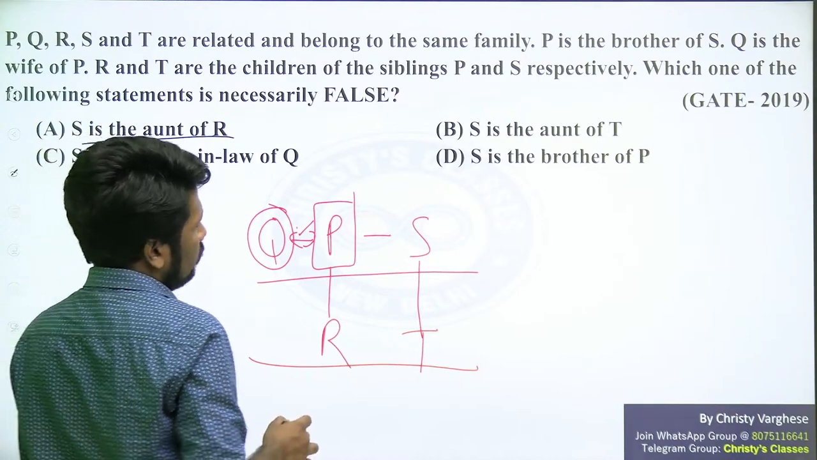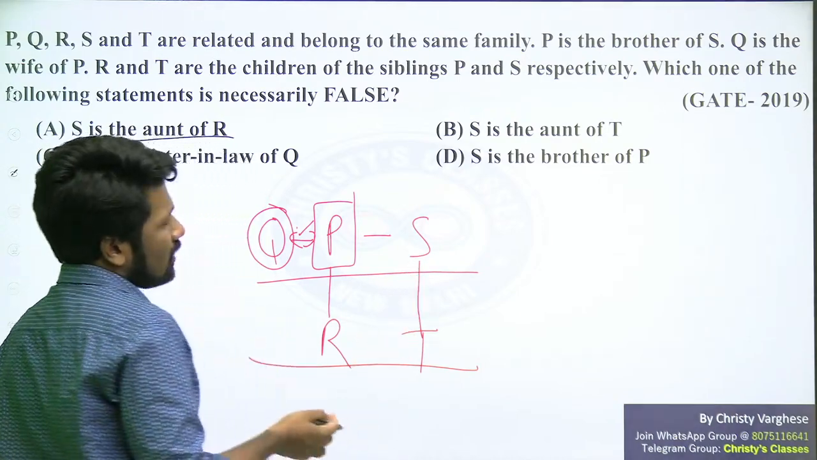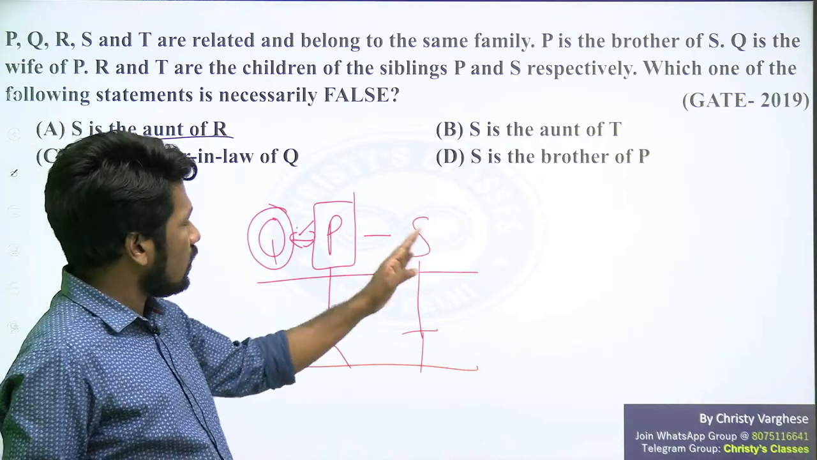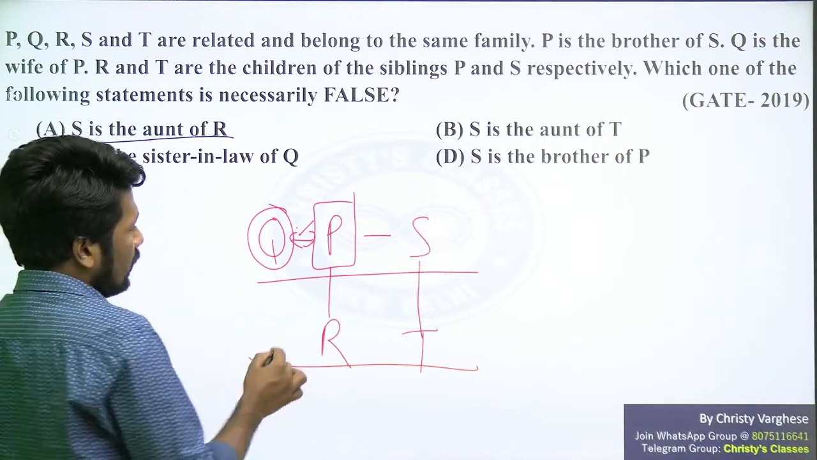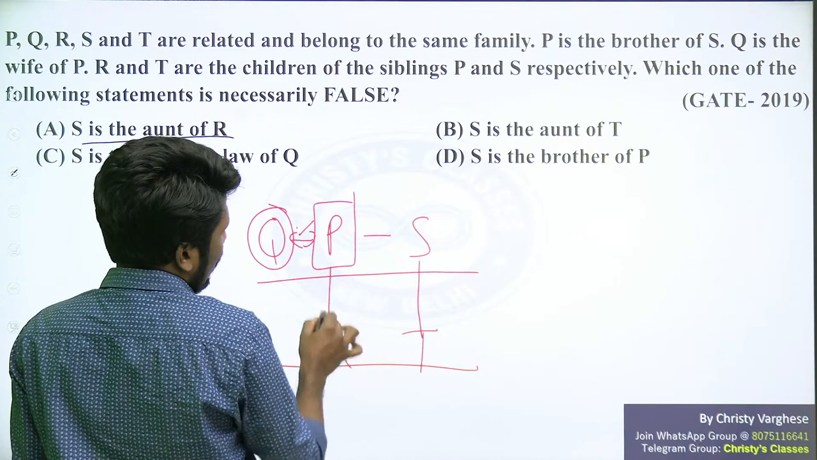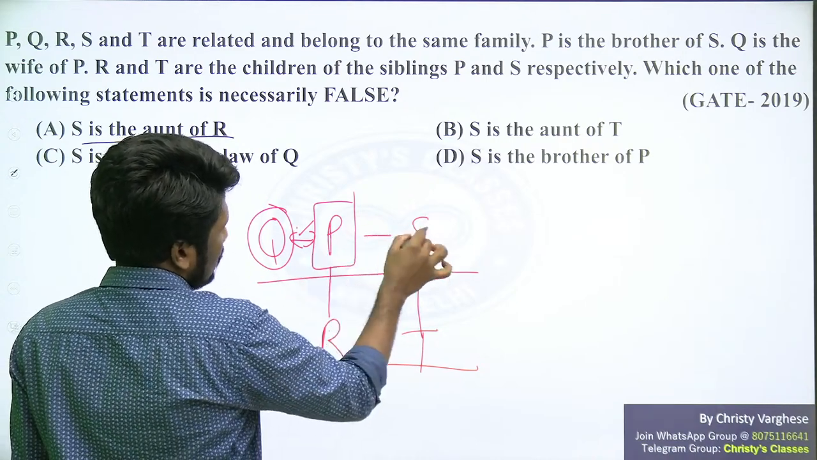Is S is the aunt of R possible? We don't know currently the gender of S. S can be aunt, S can be uncle also of R. Why? R's parent or R's father is P. That P's sibling is S.